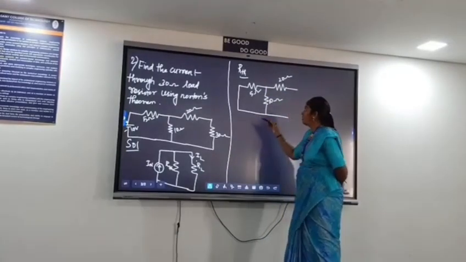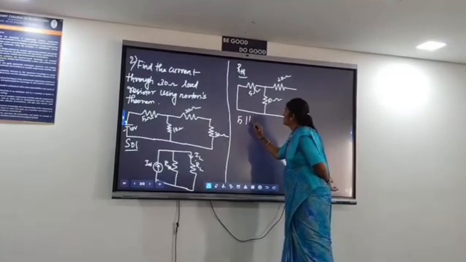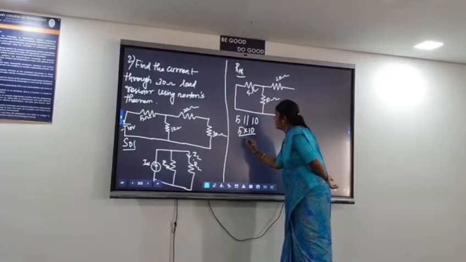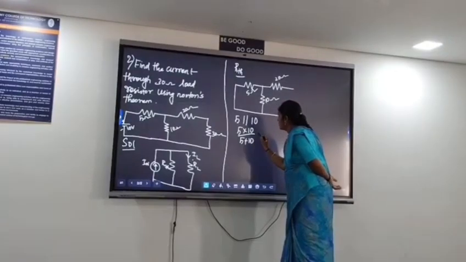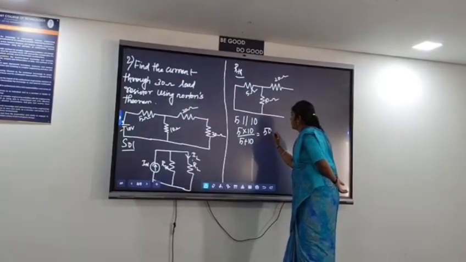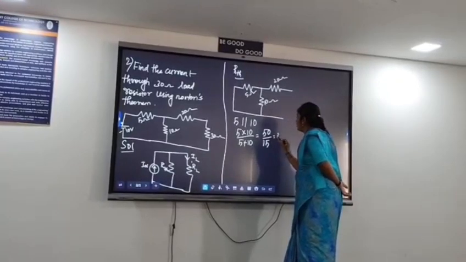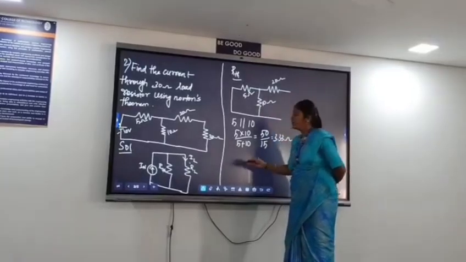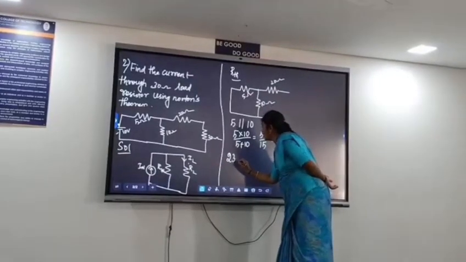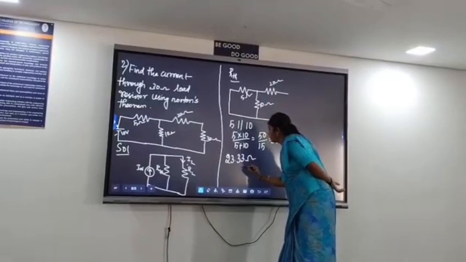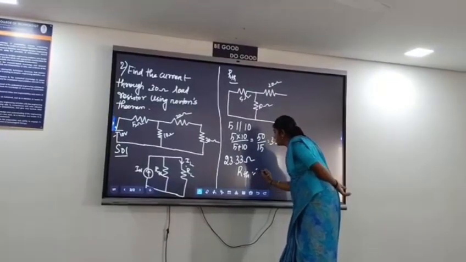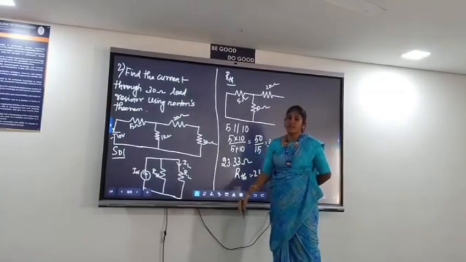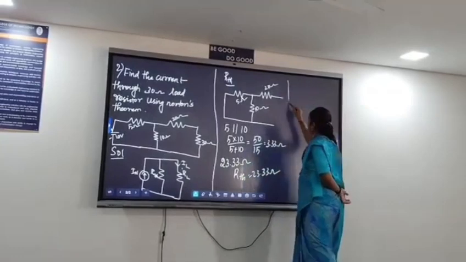To find RTH, the 5 ohm resistor is in parallel with the 10 ohm resistor. So 5 cross 10 divided by 5 plus 10 is 50 divided by 15, which is 3.33 ohm. This 3.33 ohm is in series with the 20 ohm resistor, so it becomes 23.33 ohm. So the value of RTH becomes 23.33 ohm.